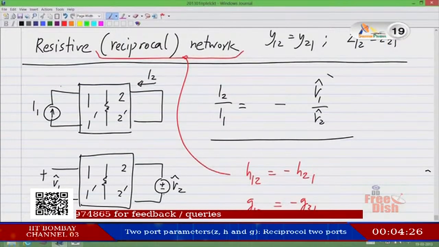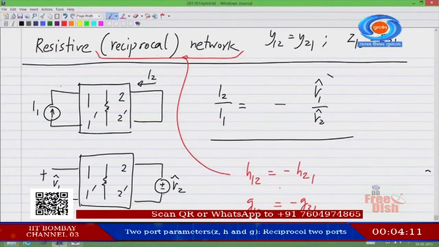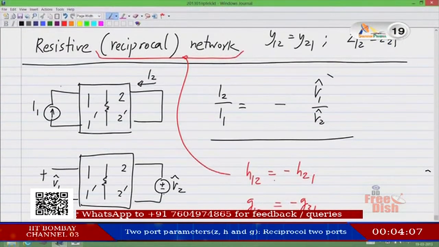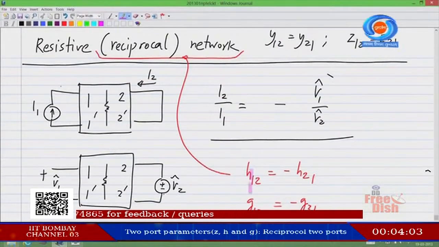H12 is the effect of port 2 on port 1. H21 is the effect of port 1 on port 2. So in general, parameter 1,2 shows the effect of port 2 on port 1. Parameter 2,1 shows the effect of port 1 on port 2. And in a reciprocal network, these two will be related in some way. For Y parameters, the relationship is that they are equal. And for H and G parameters, they are equal and opposite of each other.